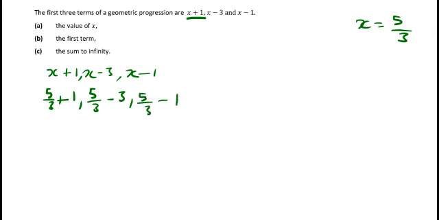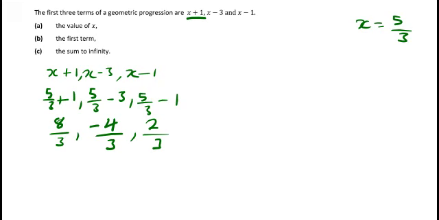5 over 3 plus 1. It is what? This is the same as 8 over 3, comma, and then you have 3 multiplied by negative 3, that is negative 9. Then 5 minus 9 is negative 4 over 3. Same here, 3 multiplied by negative 1 is negative 3. 5 minus 3 is 2, so we're going to have 2 over 3.